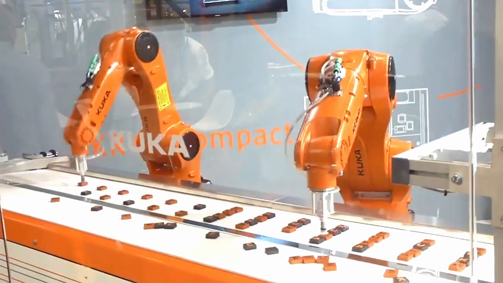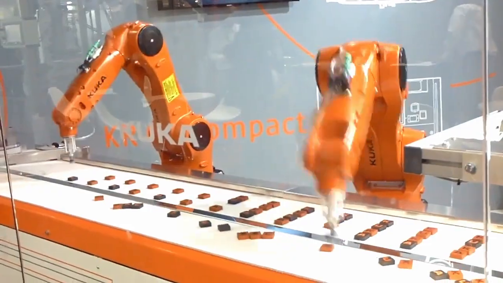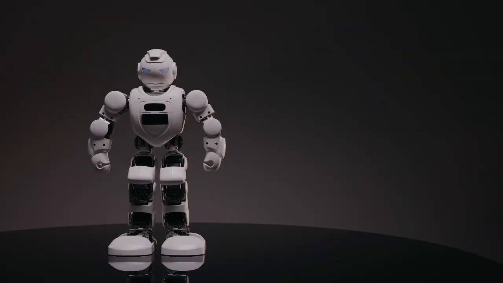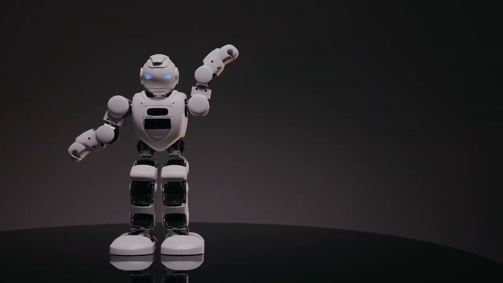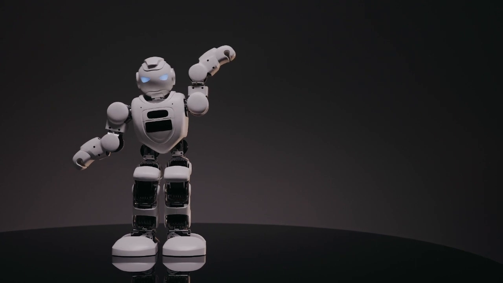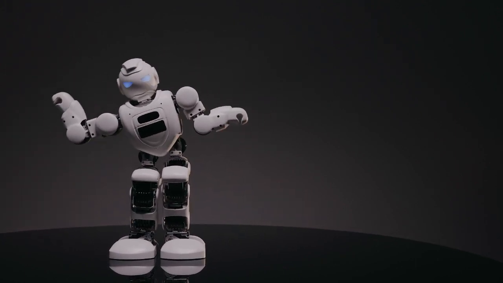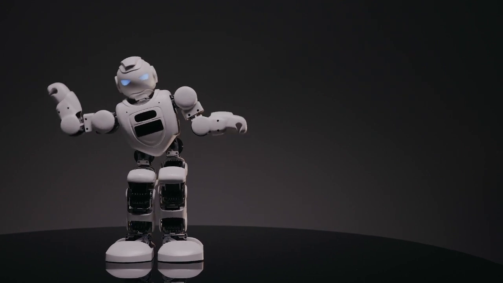This will increase the capital cost of each additional camera workstation from $125,000 to $275,000, and each additional drone workstation from $175,000 to $325,000. A robotics upgrade will result in added annual maintenance costs of $9,000 per workstation, pushing the total maintenance cost per workstation from $6,000 annually to $15,000 annually.